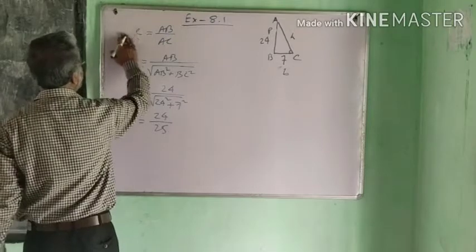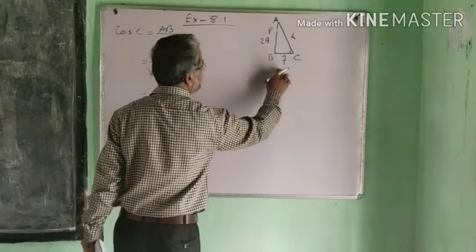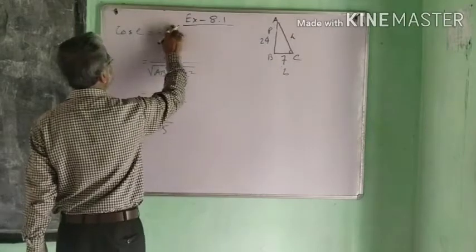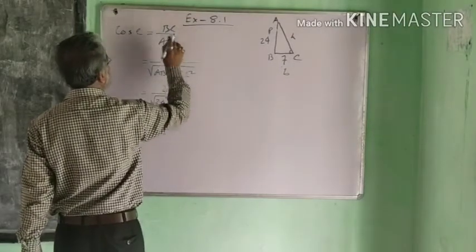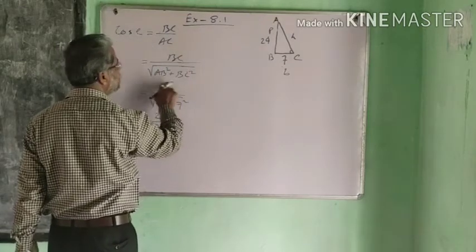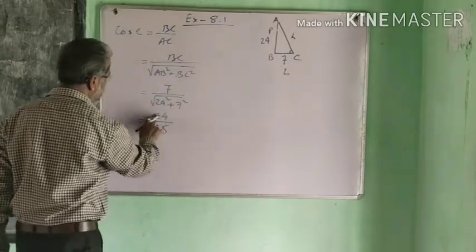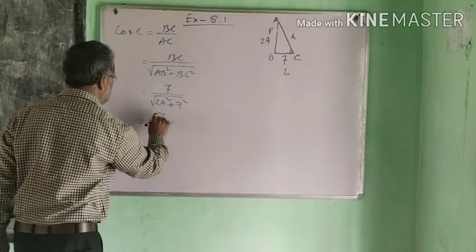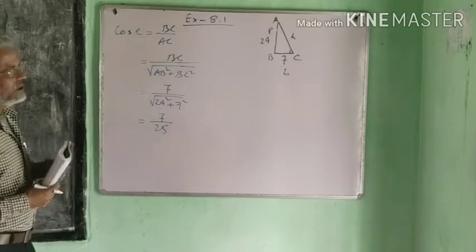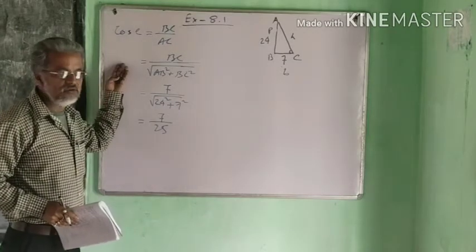How to find cos C? Cos C, cos is base by hypotenuse, so BC by AC. The value of BC is 7 and AC is root of AB square plus BC square. Ultimately we get 7 by 25. So we see sin A is equal to cos C and cos A is equal to sin C.